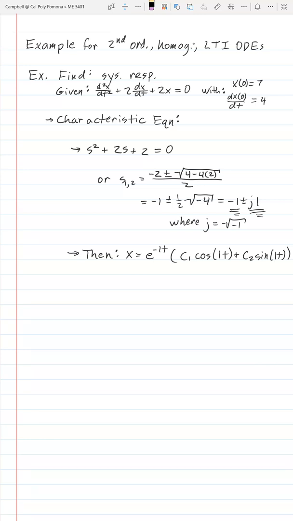Now, of course, we can write it in a simpler fashion. That's exactly what I'll do. e to the -t times c1 cosine t plus c2 sine t. So that's our solution to that differential equation. Makes perfect sense. If I substitute this solution into that differential equation, I will get 0 equals 0, provided I do all my math properly. And of course, we'll see that here in a moment.